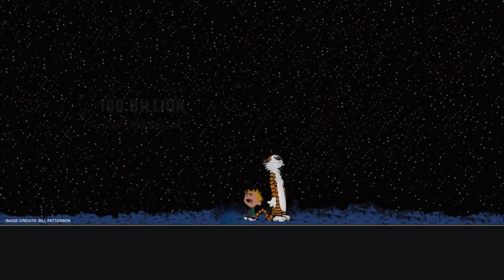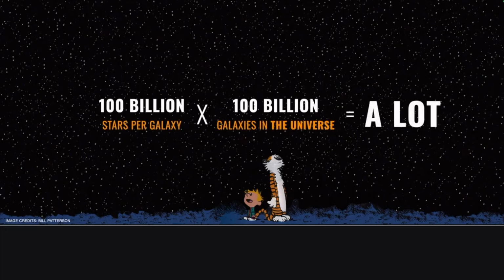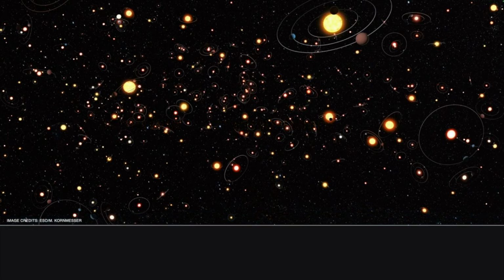There's a lot of stars. Again, 100 billion stars per galaxy and 100 billion galaxies in the universe. That's a huge, huge number. So imagine the possibilities out there. Imagine the possibility of having planets orbiting those other stars out there.